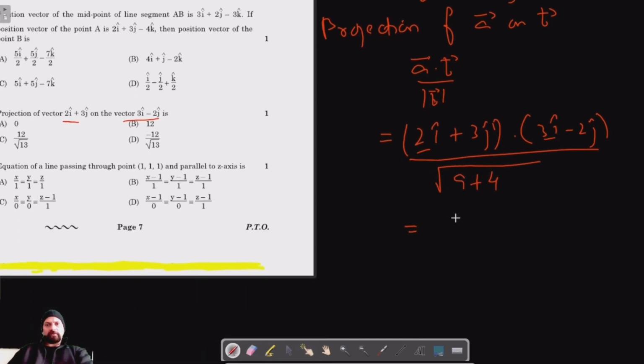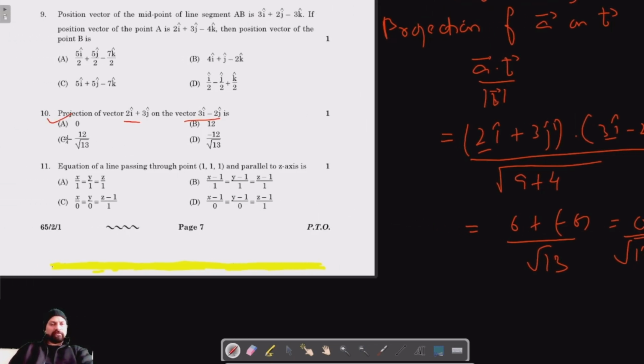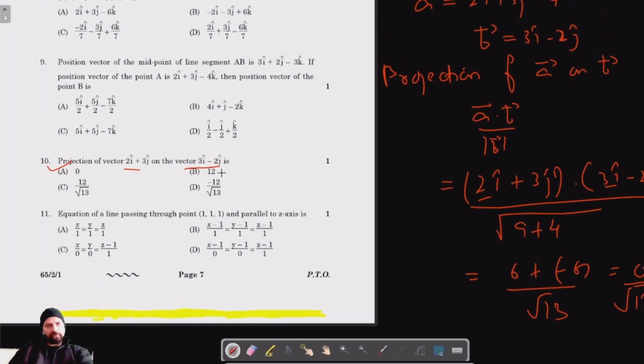So 2 into 3 is 6, plus 3 into minus 2 is minus 6. Under root 13 is equal to 0. So this is A. Option A is the correct answer.